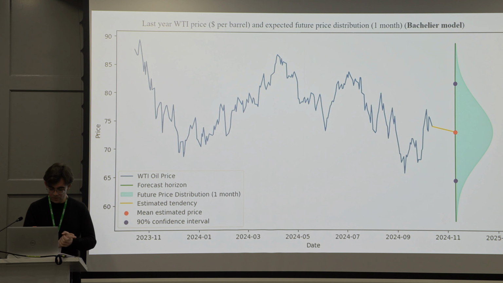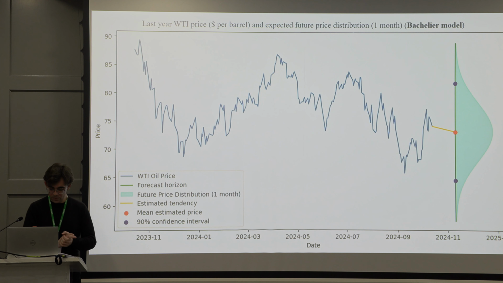The blue line of the graph is the price of WTI over the last year. We want to estimate the price a month from now, which is marked by the green line. We use the data from the past year to estimate the tendency of the price. This estimated tendency is the orange line. This tendency gives us the mean of the estimated price next month, marked by the red point.